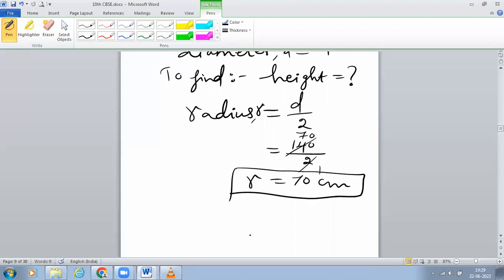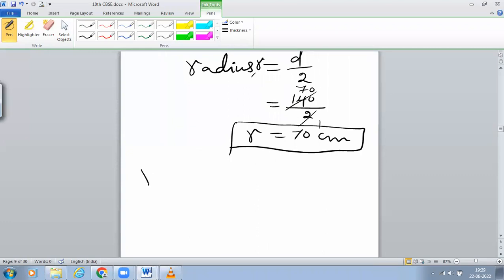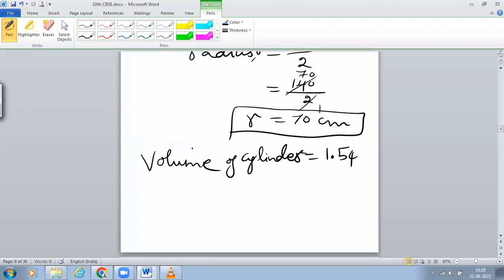we have to find the height. One more time, I'll write the data, that is volume. Volume of cylinder is given as 1.54 centimeter cube. Now just below this, in the place of volume of cylinder, I'm going to replace it by its formula. What is the formula for volume of cylinder? Pi r square into h. So pi r square h is 1.54. It is given, that is volume of cylinder.